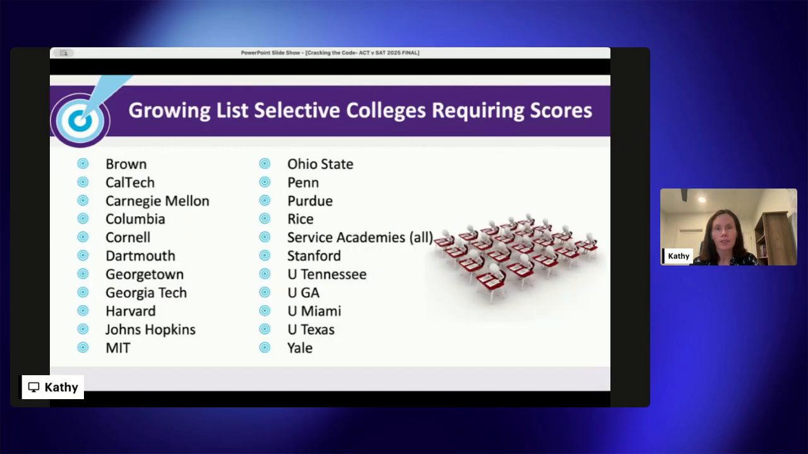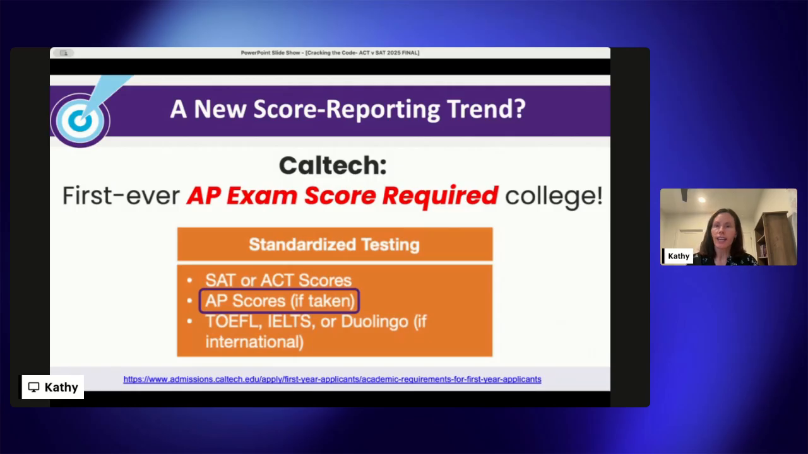There is a growing list of selective colleges requiring scores that had been temporarily test optional but have now gone back to requiring scores: University of Miami this year, Ohio State, Stanford, and there are some others that went back to requiring scores a bit sooner. So again, just keep an eye on a college's website to get a feel for what might be required when it is your time to apply to college.